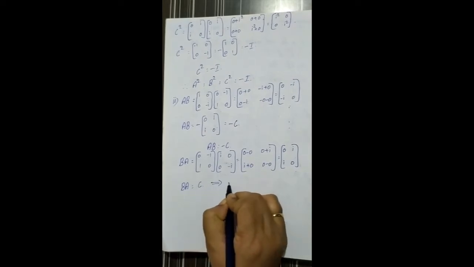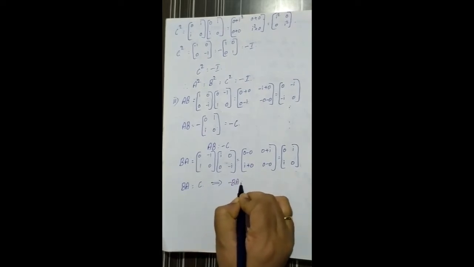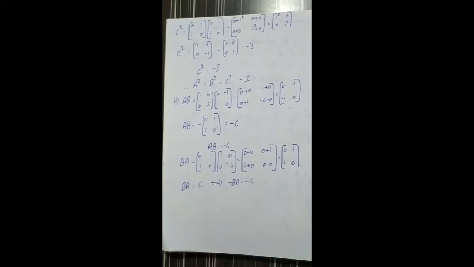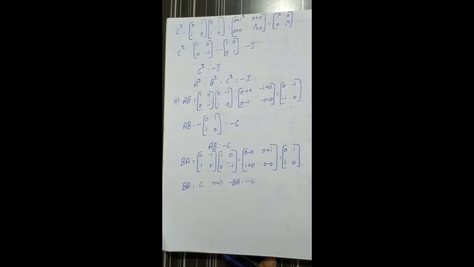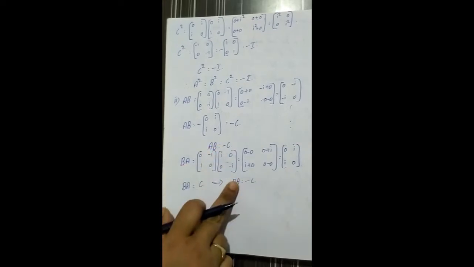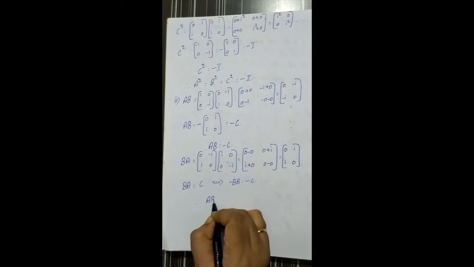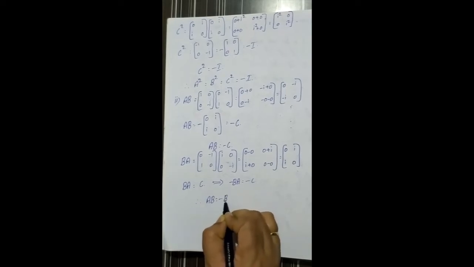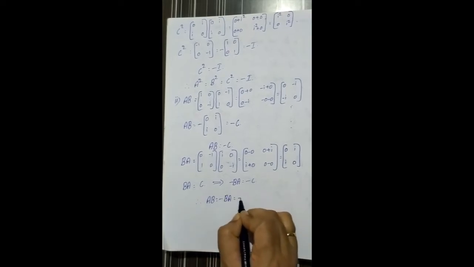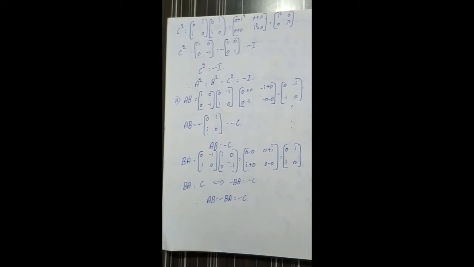Then minus BA is equal to minus C. Multiply minus with both sides of the equation. Then minus BA equal to minus C. From these two conditions, we can write AB equal to minus BA equal to minus C. This is the second subproblem of the fifth problem.